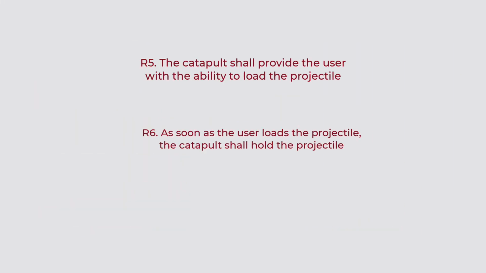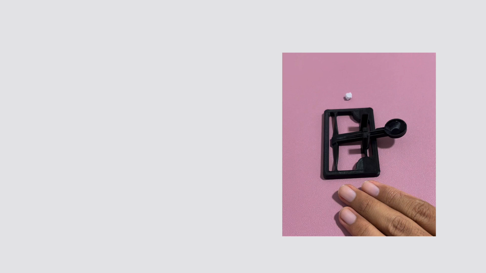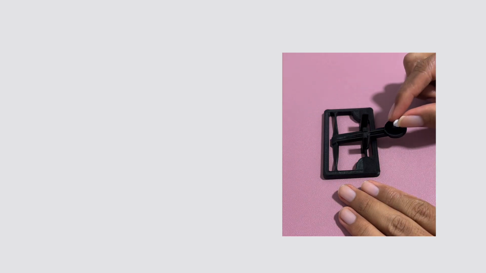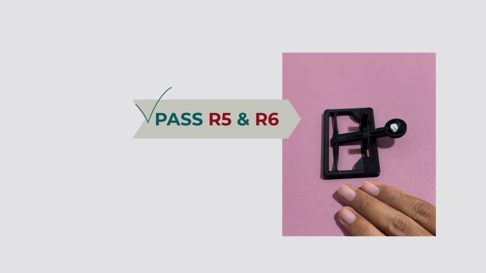Next, I verify requirement 5 or R5 and requirement 6 or R6. R5, the catapult shall provide the user with the ability to load the projectile. R6, as soon as the user loads the projectile, the catapult shall hold the projectile. I noticed that the projectile container was much smaller than I expected. However, I was still able to load a small crumpled paper ball, and the catapult held it securely. This confirms that the design satisfies R5 and R6.